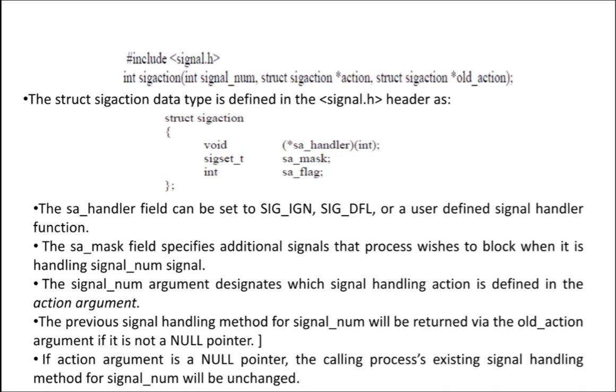And if the action argument is a null pointer, the calling process's existing signal handling method for the signal number will be unchanged. If you have not specified anything, the action argument is null, and the method will be unchanged. The previous method, the old actions, will be there. Getting, guys? So sigaction is going to do the same thing as the signal API. For every signal there will be a signal number, so for every signal you need to take an action. That's why with sigaction you can take three actions, and old action is going to tell the previous handling method, right?